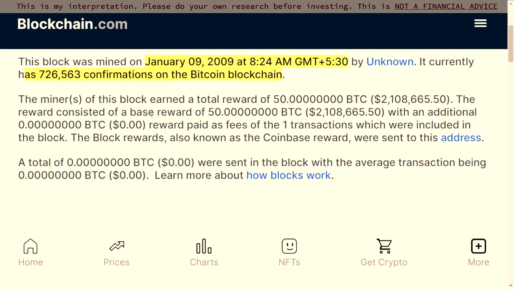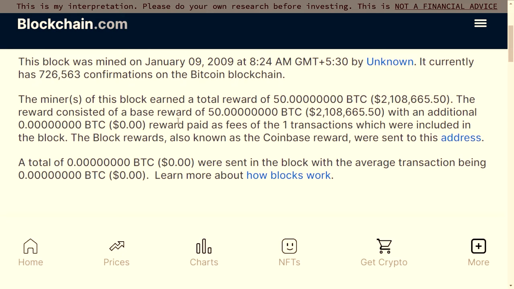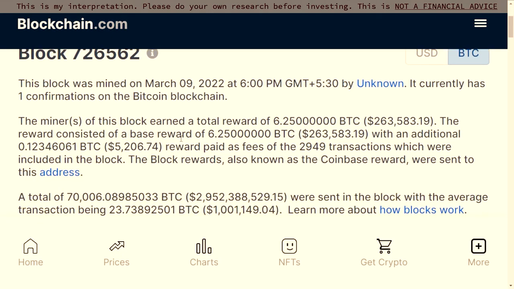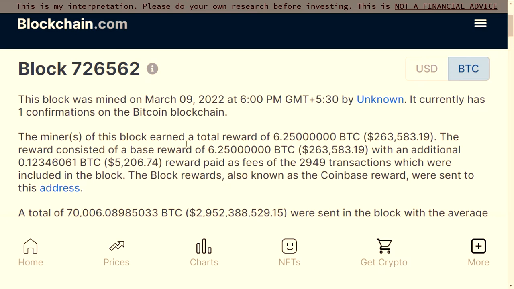Let's look at the latest one. This would confuse you a little, because the first block is always very different from any other block. So this is a block which was created on March 9th, 2022, which is today at 6 p.m. It currently has one confirmation. One person has confirmed and other people are confirming it. The miner of this block earned a total reward of 6.25 Bitcoins.